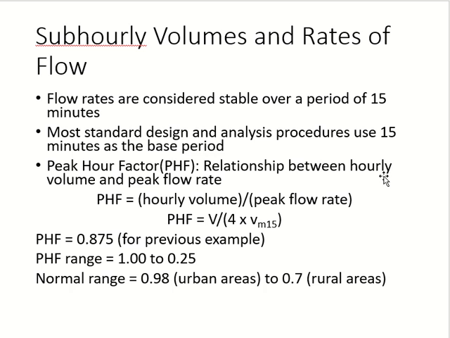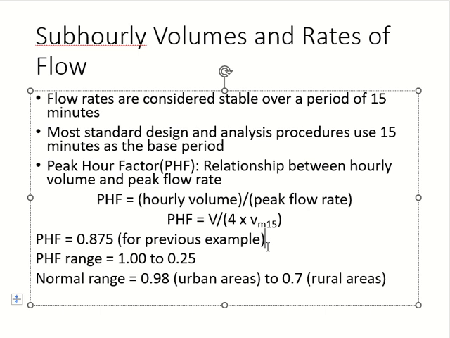If I do it for the previous example, the total was 4200, divided by, it was 15 minutes, so I can do this, and the peak flow was 1200. So this is how we got 0.875. Clear? Now the range of peak hour factor is from 1 to 0.25.